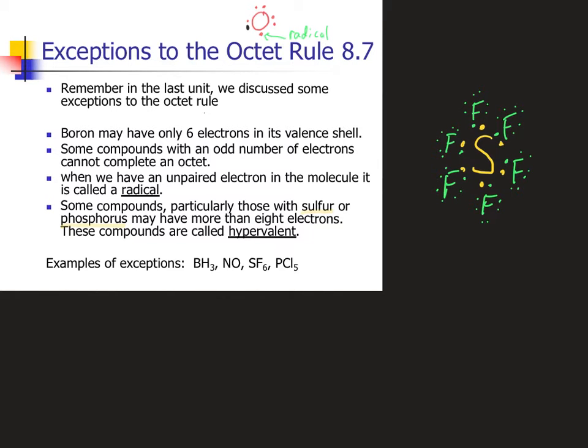Okay, so they can expand beyond their 8. If we look at sulfur, we can see that there are 1, 2, 3, 4, 5, 6 pairs, meaning a total of 12 electrons. That's crazy. Again, it's gone hypervalent, meaning it's expanded beyond. Sulfur and phosphorus are very common ones that do that. There are others. Be ready for them.